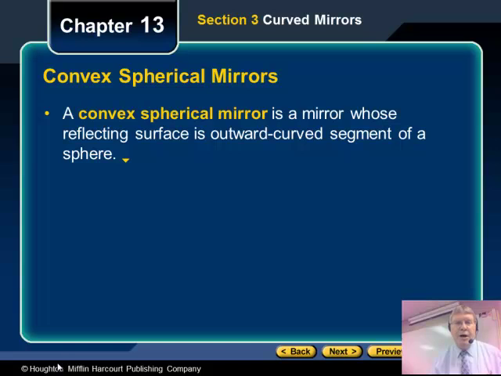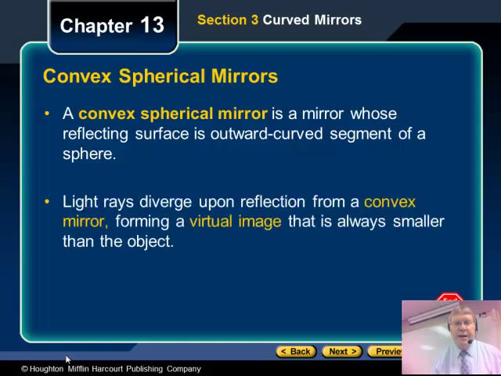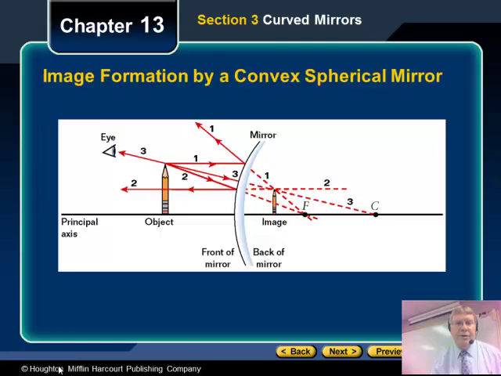And these always provide an image which is virtual because it's on the back side. It looks like it's behind, and it's always diminished. It's always smaller than the object. These are also the mirrors that you commonly see in stores, the anti-shoplifting mirrors, because they give a very wide view.